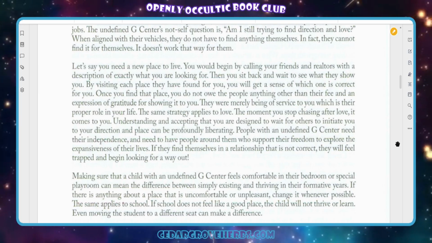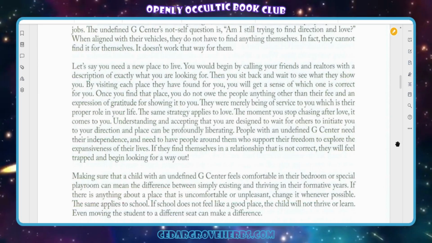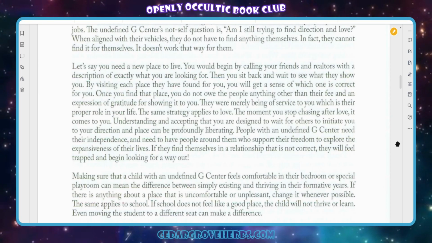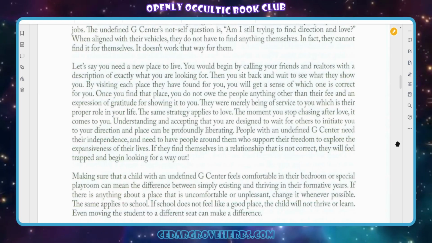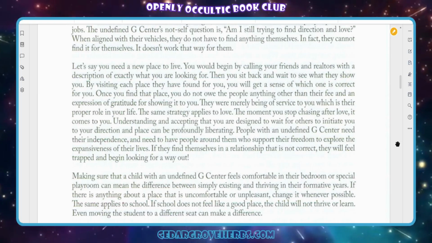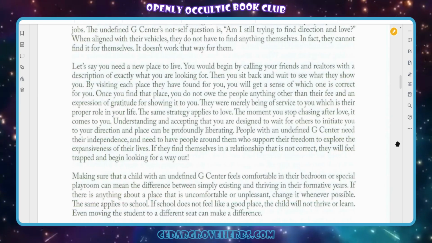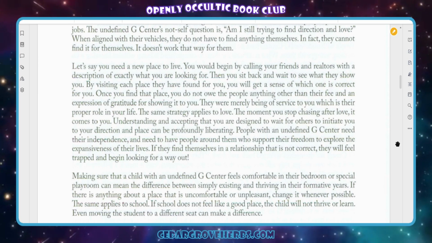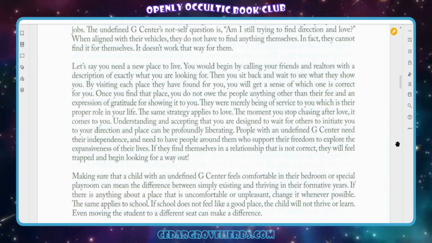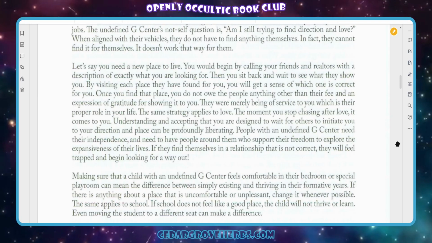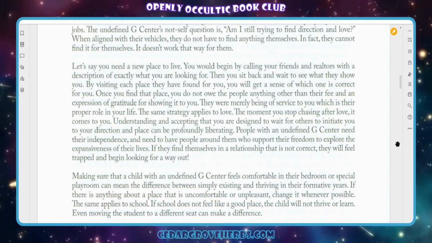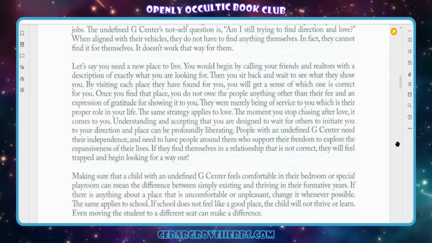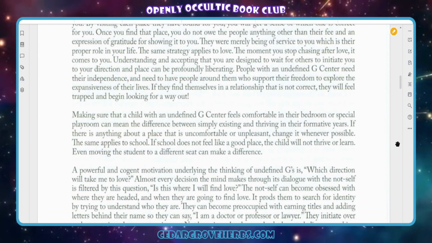The same strategy applies to love. The moment you stop chasing after love, it comes to you. Understanding and accepting that you're designed to wait for others to initiate you to your direction and place can be profoundly liberating. People with an undefined G center need their independence and need to have people around them who support their freedom to explore the expansiveness of their lives. If they find themselves in a relationship that's not correct, they'll feel trapped and begin looking for a way out.